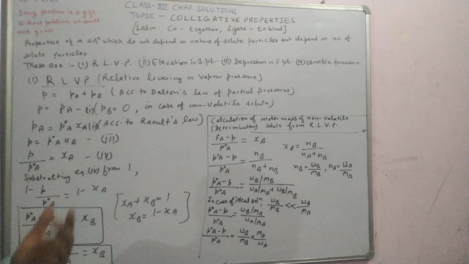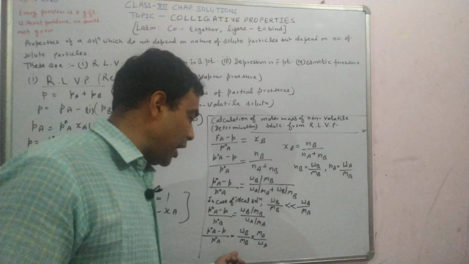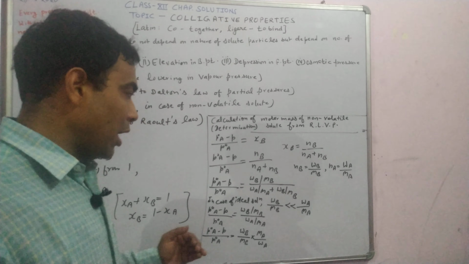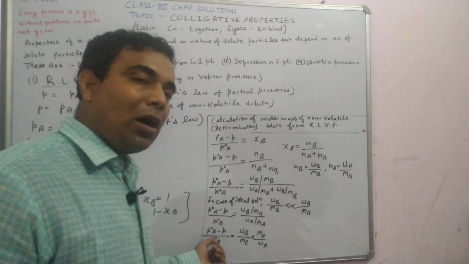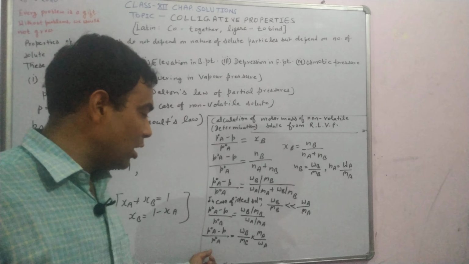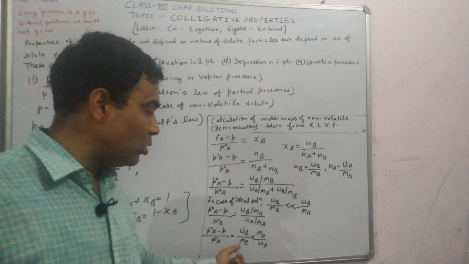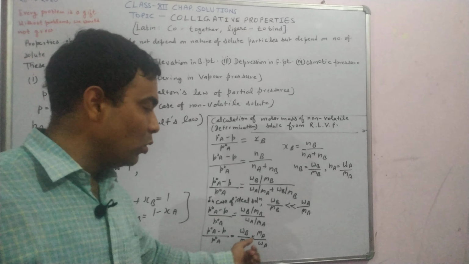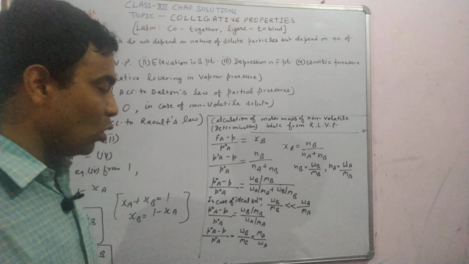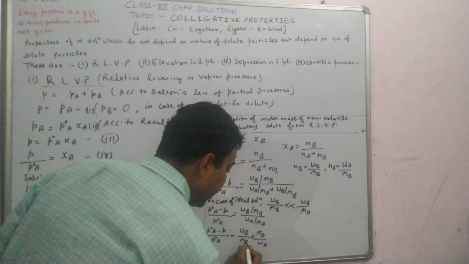Now you are thinking, from here how can we calculate the molar mass? MB is the molar mass of solute. You can think about that. P node A is the partial pressure of solvent in pure state, P is the partial pressure of solution, WB is the weight of the solute, MB is the molar mass of solute, MA is the molar mass of solvent, and WA is the weight of solvent. From here we can calculate MB.